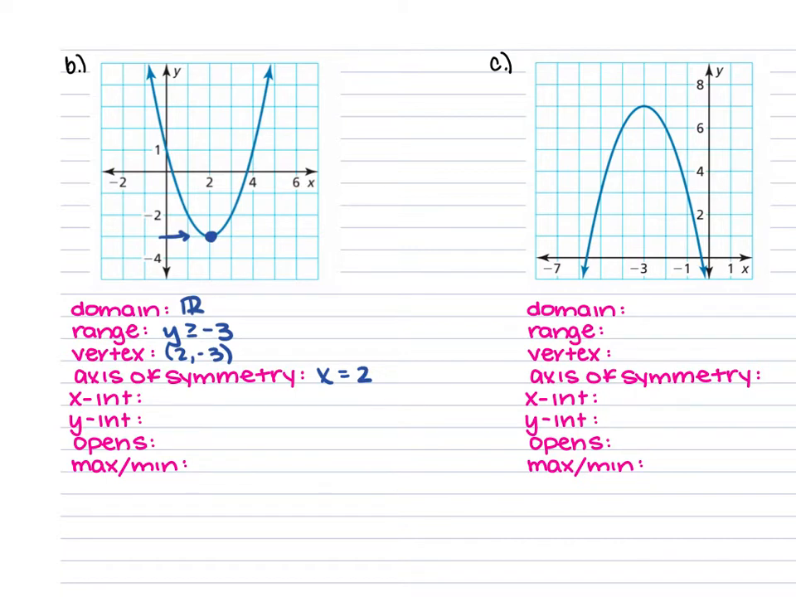You have x-intercepts here and here. So we can estimate them to be (0.25, 0) and (3.75, 0). Again, we just estimate them. Your y-intercept is at (0, 1).